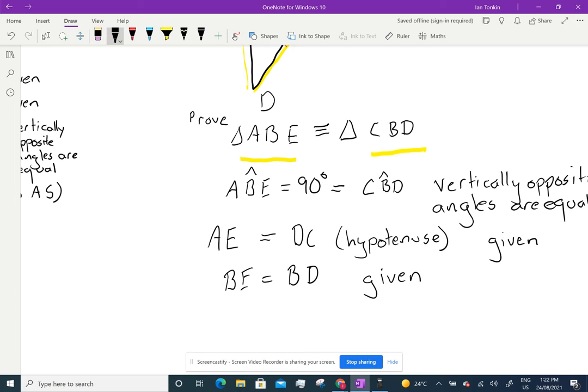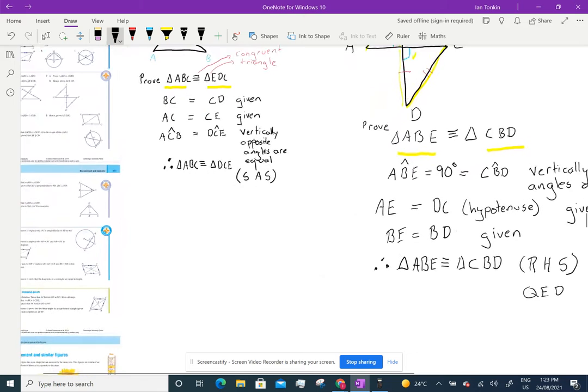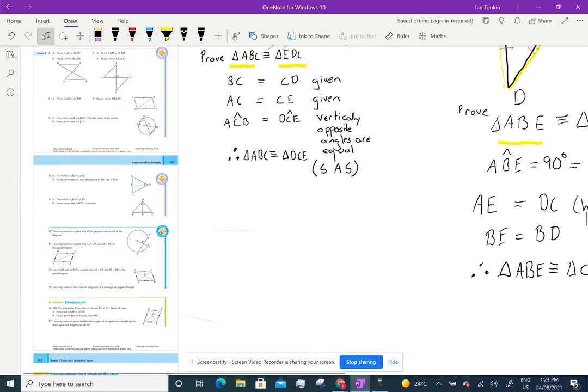Therefore, triangle ABE is congruent to triangle CBD. Why? Because we had a right angle, a hypotenuse, and a side. And then throw your little QED to show off, and you've got it. 6, 7. Now, have another go at one yourself. Remember, you're only meant to do 6, 7, 8, 9, 10.